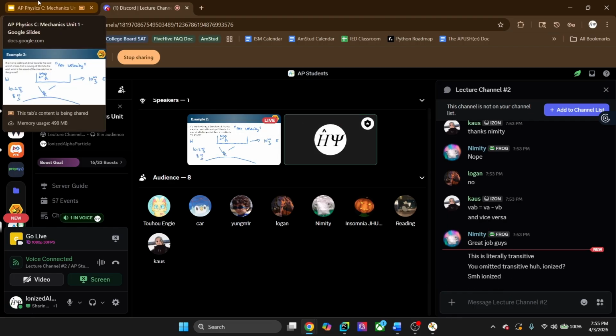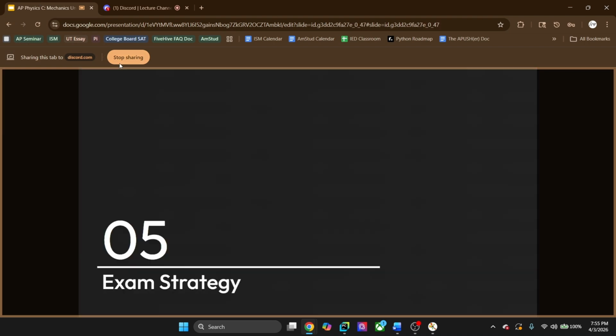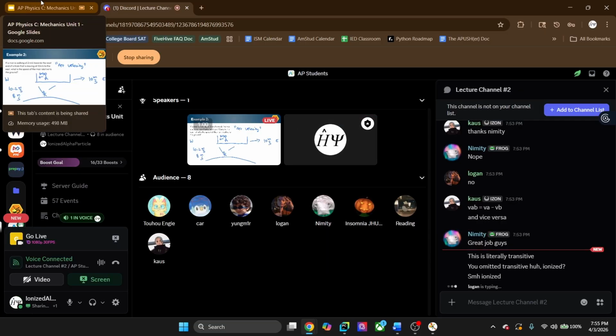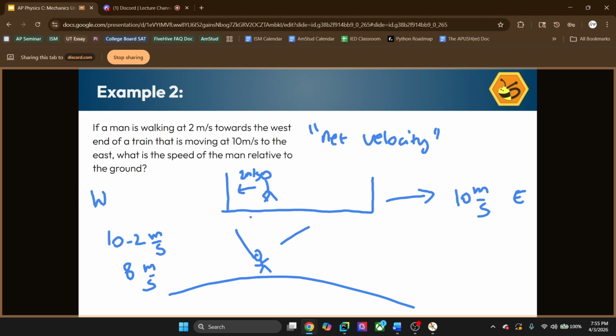Sorry to disappoint you, Infinity. But yeah, this is 8 meters per second. And that's really all there is to relative motion for now. There is also 2D relative motion, but that's not in the CED, so we're not going to go too much in depth into that. If you really want to know, it's just splitting velocity into X and Y components and then looking at the same thing as we did here.